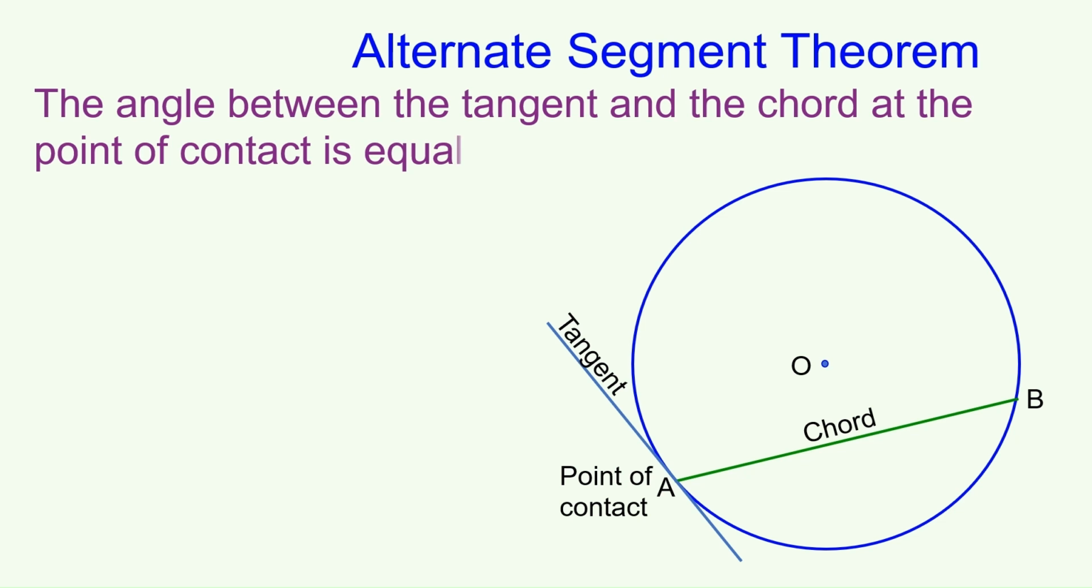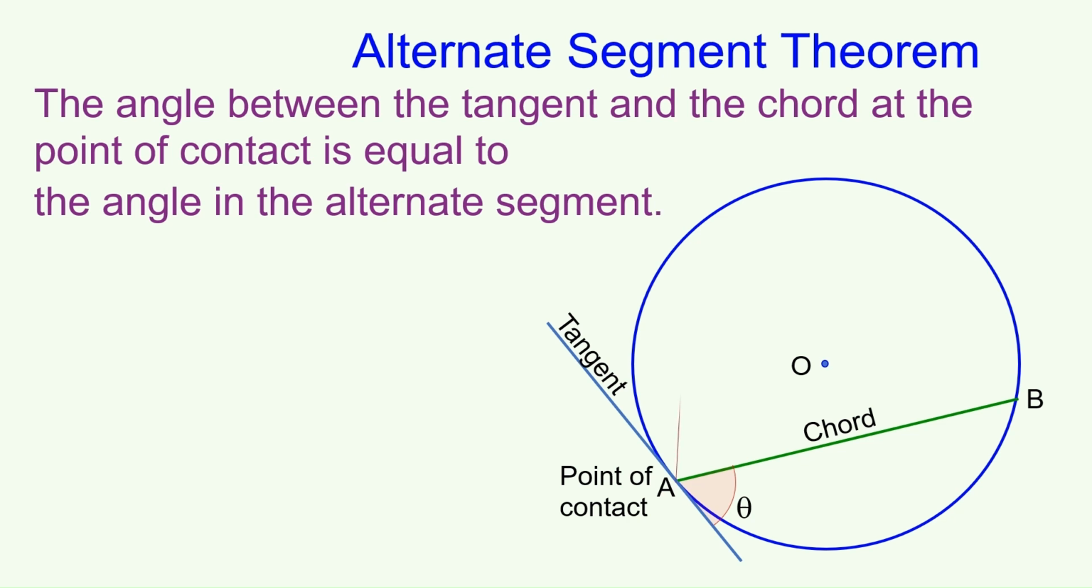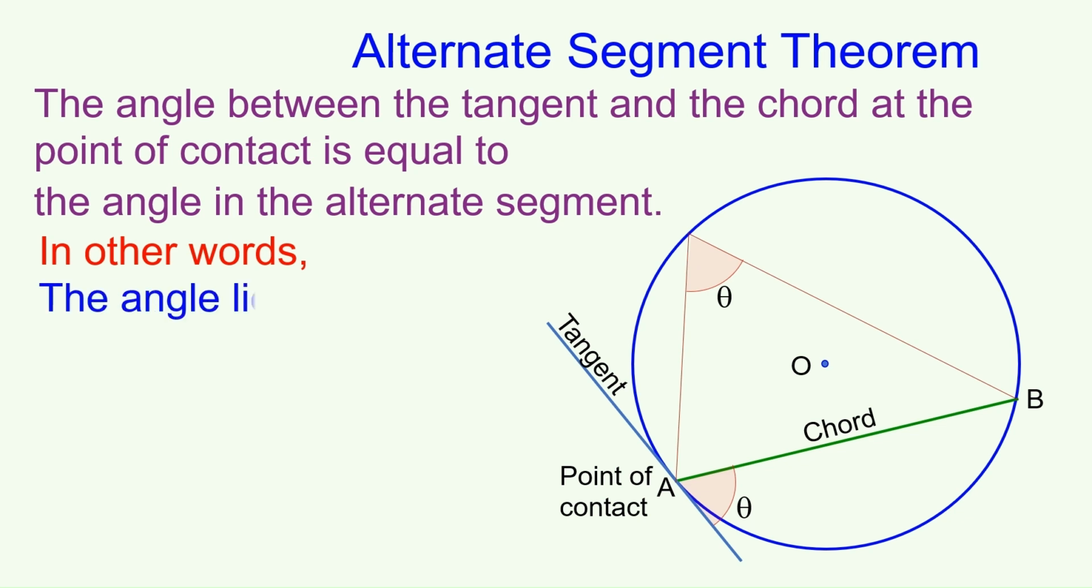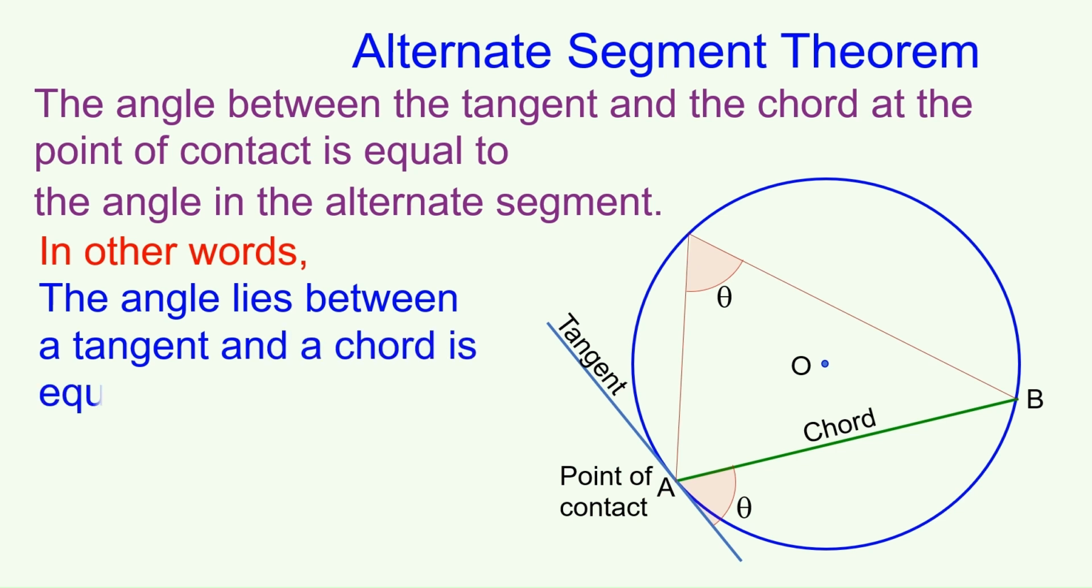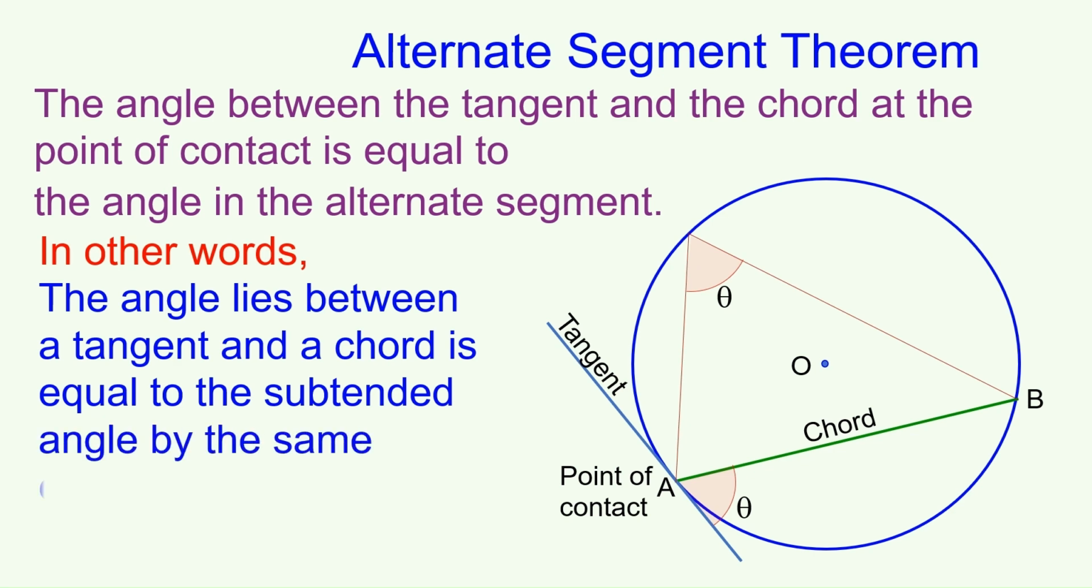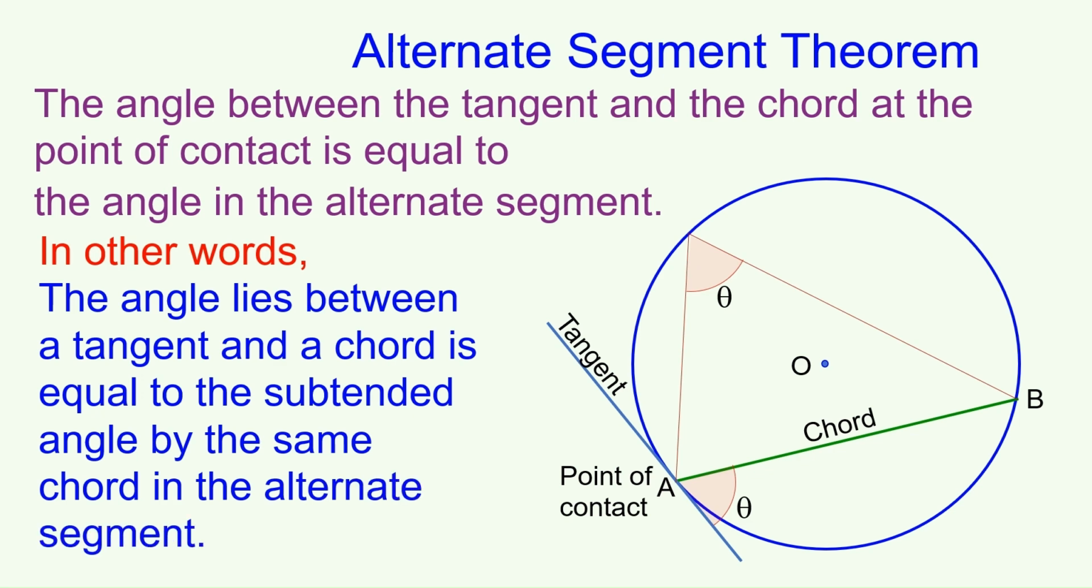Understand the theorem first. The angle between the tangent and the chord at the point of contact is equal to the angle in the alternate segment. In other words, the angle that lies between a tangent and a chord is equal to the subtended angle by the same chord in the alternate segment.